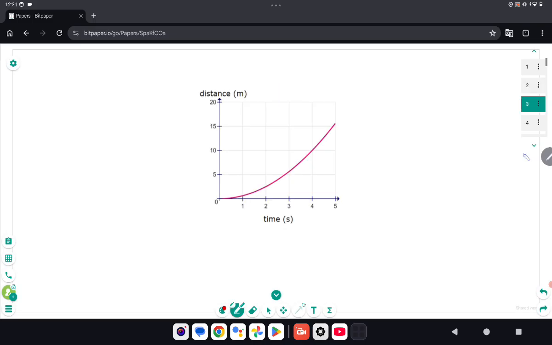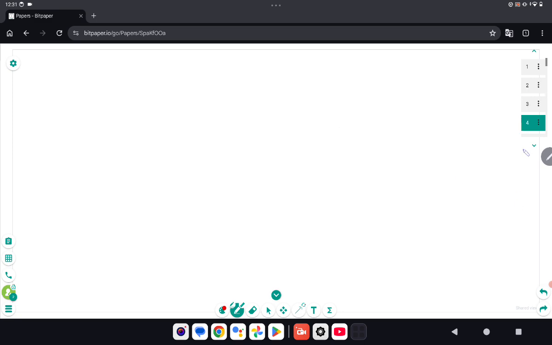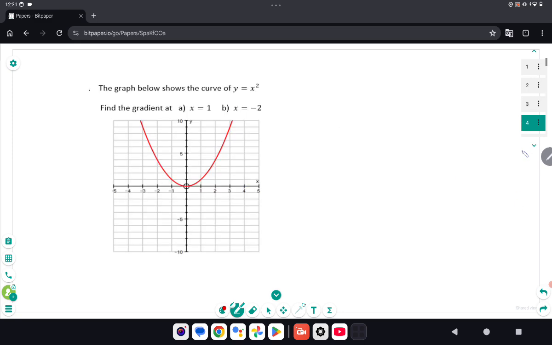Now it's a little bit different when we look at a curve. Why is this different? Well, the gradient is changing. As the time increases, you can see that the gradient is increasing here. So how do we find the gradient of a curve? Well, what we could do is draw a tangent.